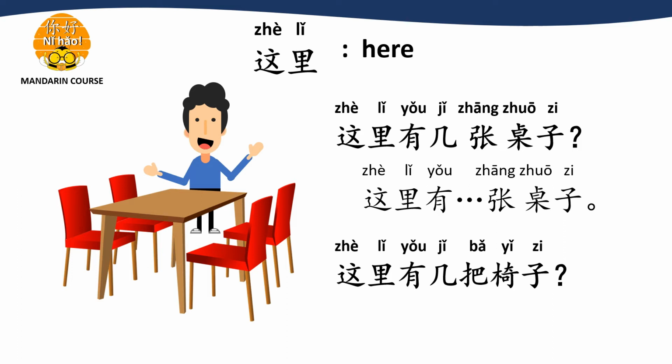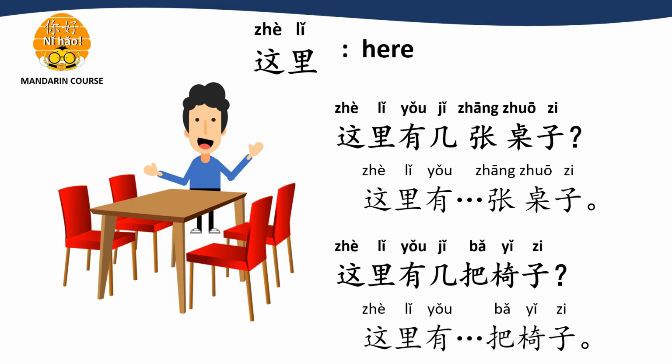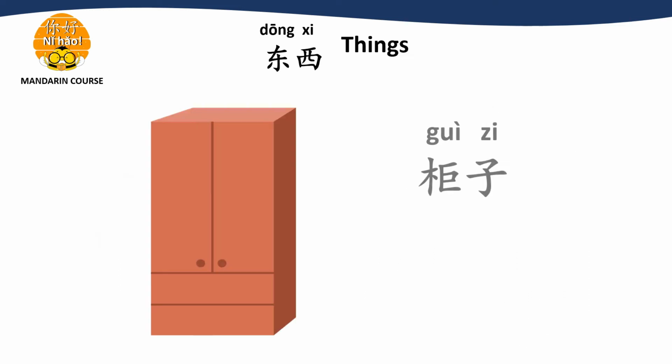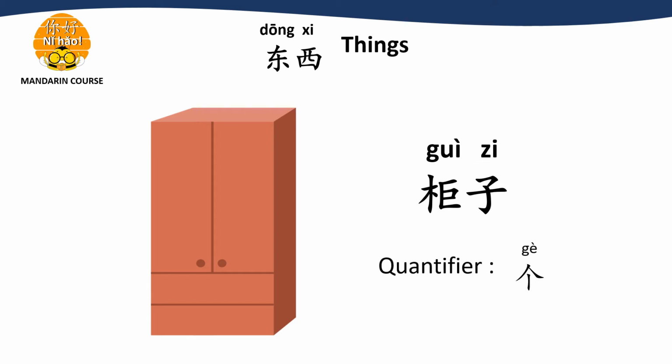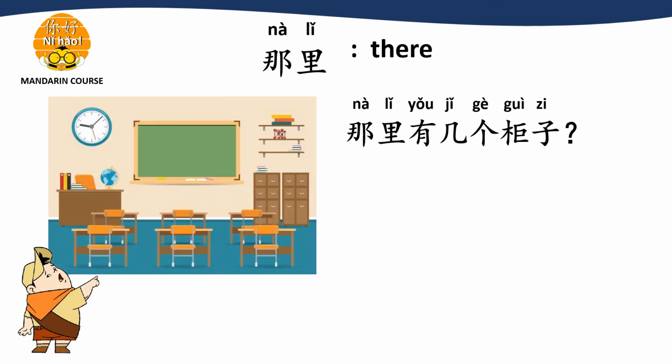这里有几把椅子 How many chairs are there here? 这里有4把椅子 There are 4 chairs here. The next thing is 柜子 cabinet. The quantifier of 柜子 is 个. The next we are going to learn about there.